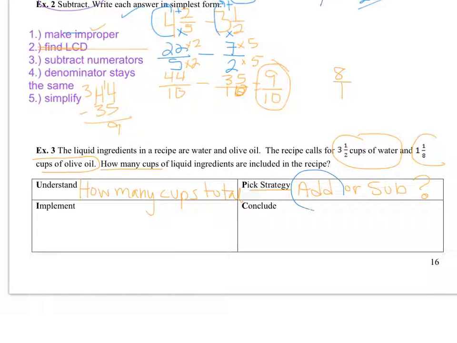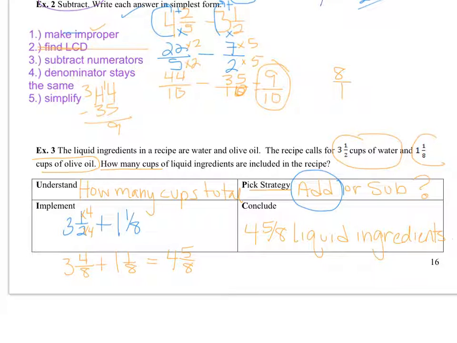Alright, if you chose to add, that is correct. So we're going to take 3 1/2 plus 1/8. Okay, after adding them up, I had a common denominator of 8 to get 4 5/8, which in conclusion we had 4 5/8 cups of liquid ingredients in the recipe. All right, good work.